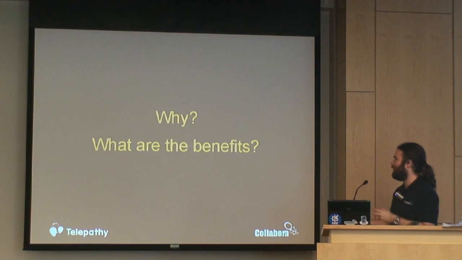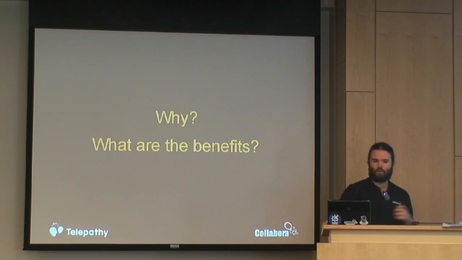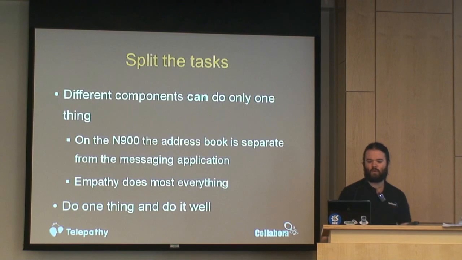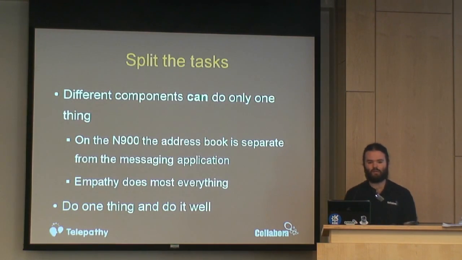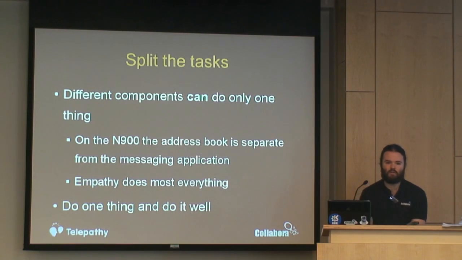So what are the benefits of all this? Why are we splitting this out? Different components can do only one thing if they want to. For instance, on the N900, which uses Telepathy, the address book is separate from the messaging application. So in the case of the N900, it's not even really an option to have a monolithic IM client. For a phone, you really don't want to have to always have the phone application open to receive a phone call. You need to have all this stuff be separate.